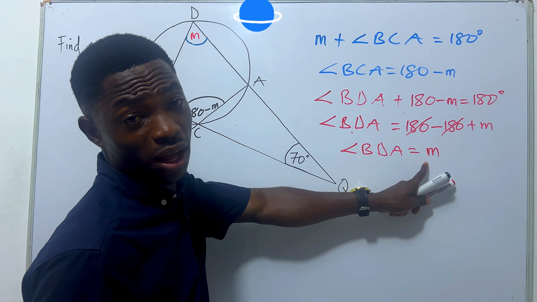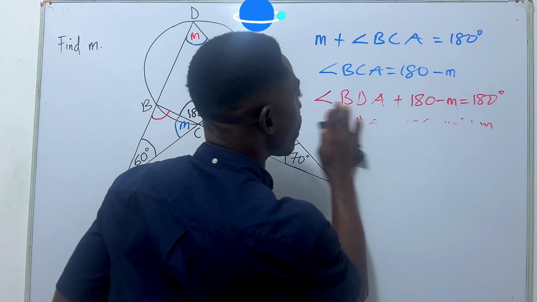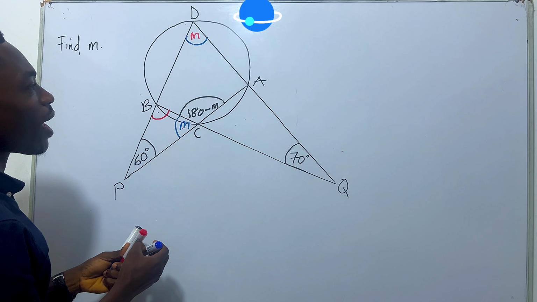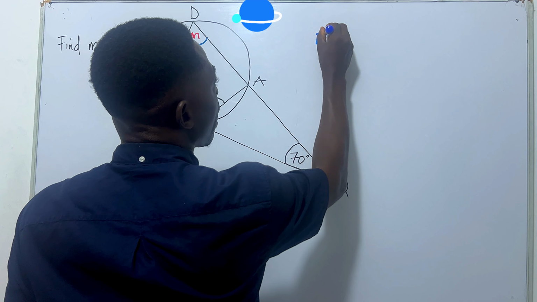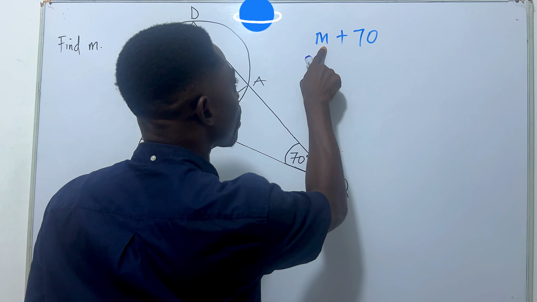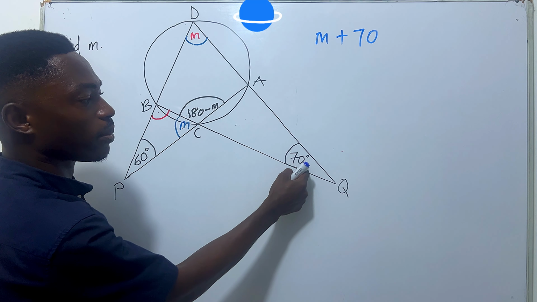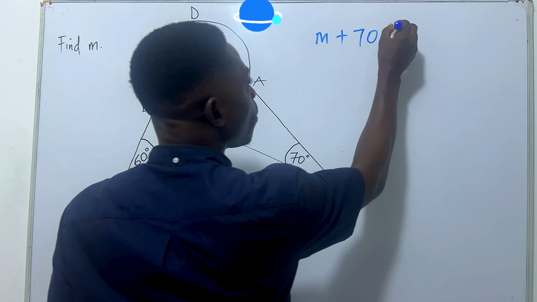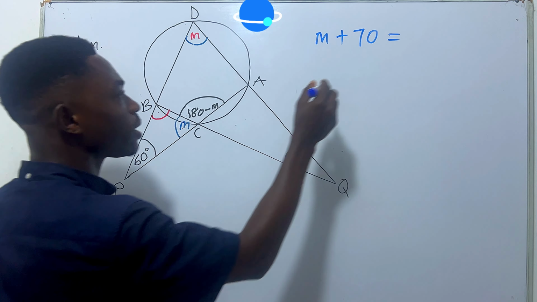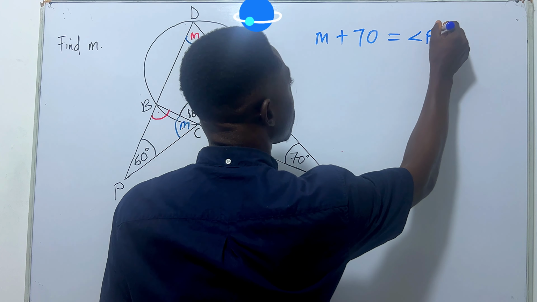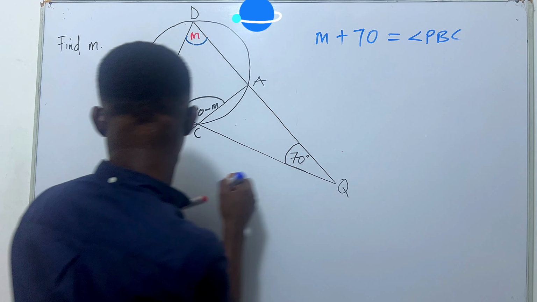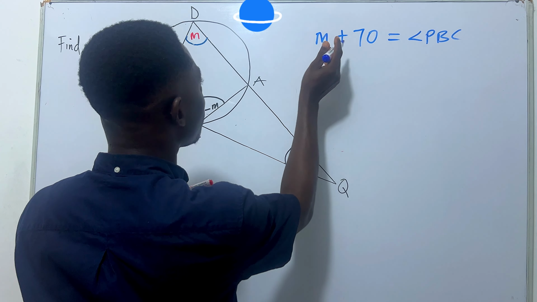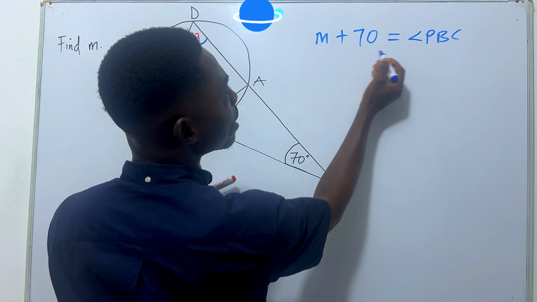So let me get rid of this now that we know this angle to be m. So quickly, we are almost done. Now we know that m plus 70, where is this m coming from? This one right here. Then plus this 70 is also coming from here, sum of two opposite interior angles, will be equal to the exterior angle, which is angle PBC. Angle PBC, meaning this angle over here. And then we keep on going. Now look at it. This is what we have.